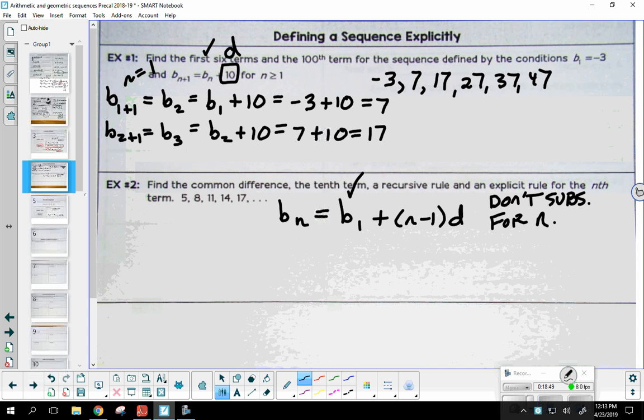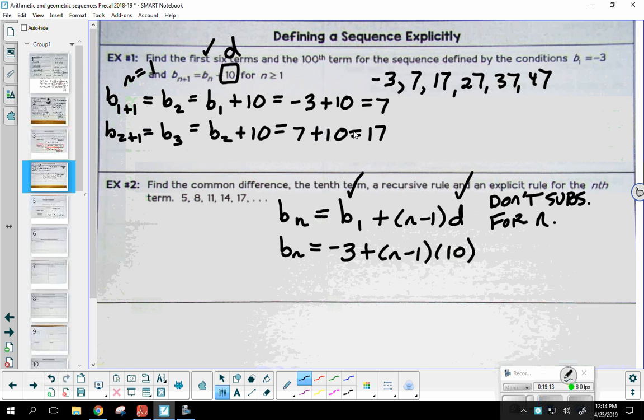We're not going to plug in for n. What is d? What am I adding over and over and over again? D is 10. So we have both of those. Just plug them in. B sub n equals the first term, negative 3, plus n minus 1 times 10. So all I want to do is just simplify this.